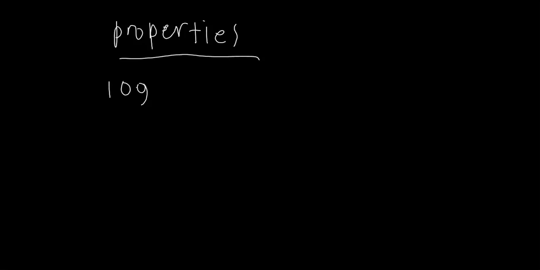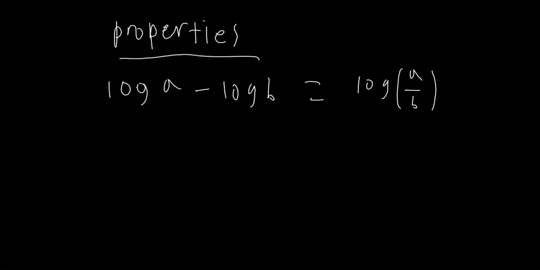Okay, so log of a, minus log of b, so some other number b, is equal to log of a divided by b. So basically what you're doing here is converting log a minus log b, and writing a single log by first dividing a and b, and that'll give you a single log.